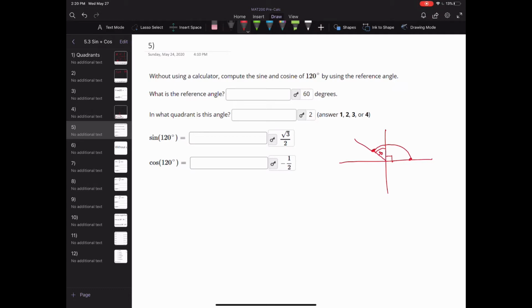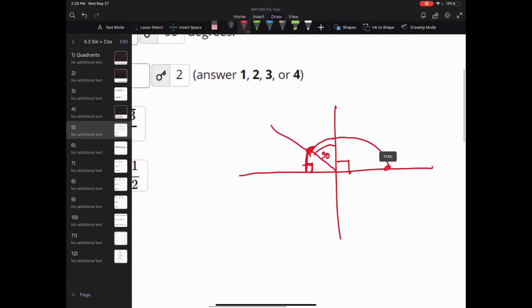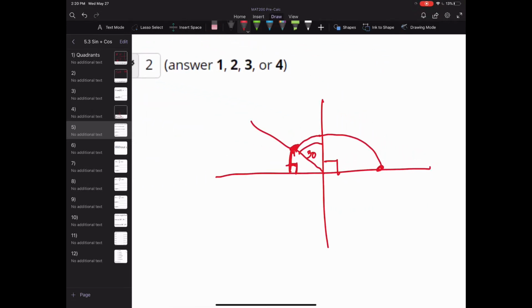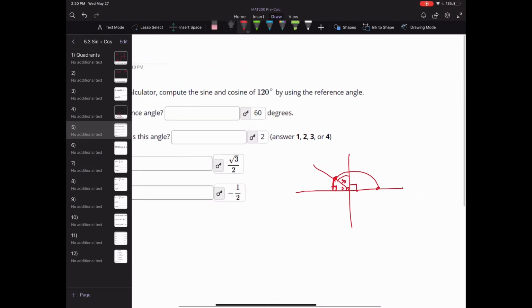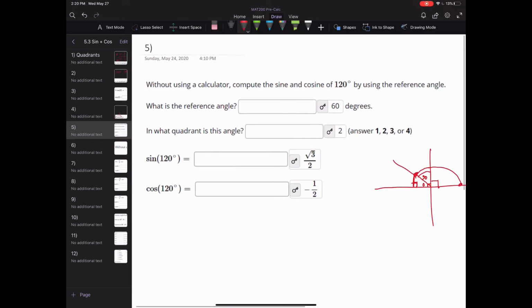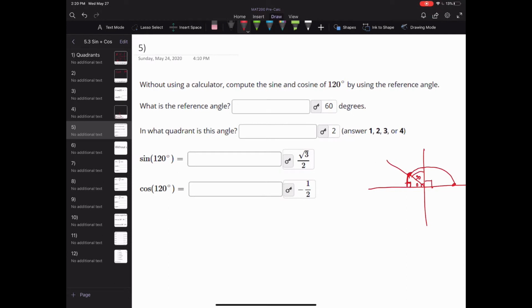So this is my right angle. I should have made this a little bit bigger. Let's see if I could just zoom in. So that's 30 degrees. How much is this extra angle down here? Well, it must be 60 because we know that altogether this must be 90, so that has to be 60. So our reference angle is 60. In what quadrant is this angle? You can see it's in quadrant 2.